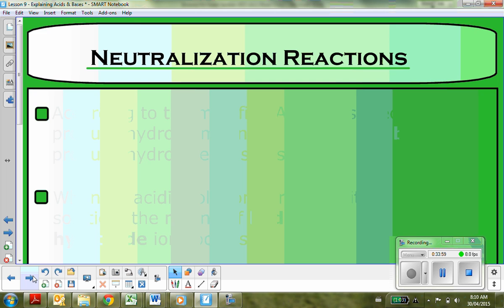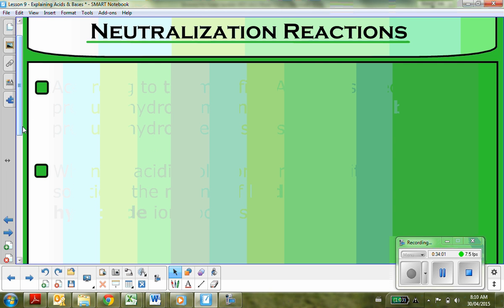Okay, last concept before you start, and that's a neutralization reaction. In Science 10, we talked about neutralization reactions: you take an acid, you take a base, put them together, they cancel out their acidic and basic properties, and then you end up with a neutral chemical.